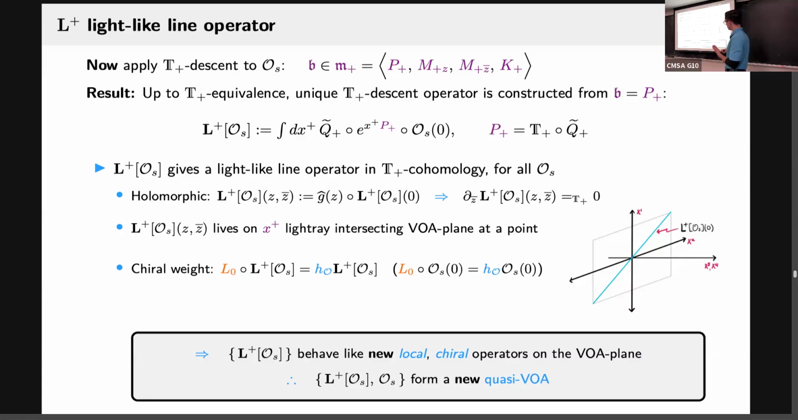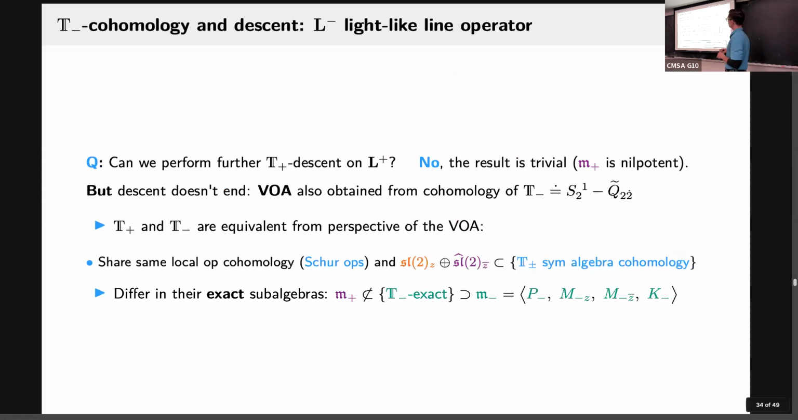And the reason why I'm just calling it a quasi-VOA right now is because I have not commented on whether or not T Virasoro, which organizes my Schur operators into Virasoro primaries and descendants, continues to organize all these L plus descent operators in a similar way. But we'll get to that.